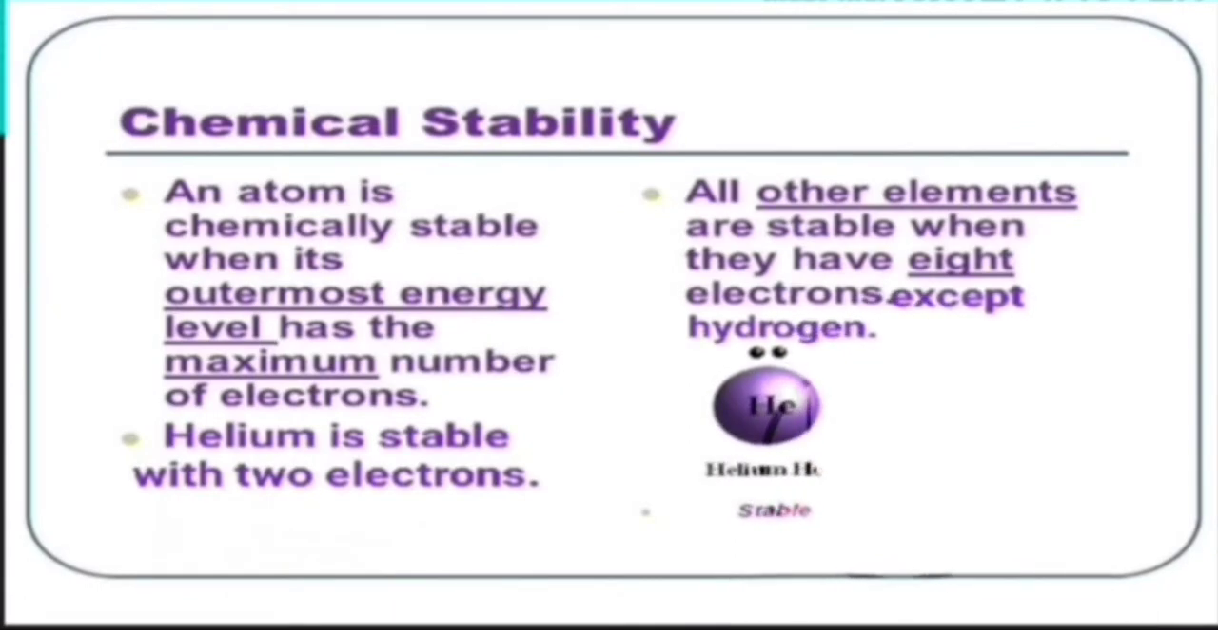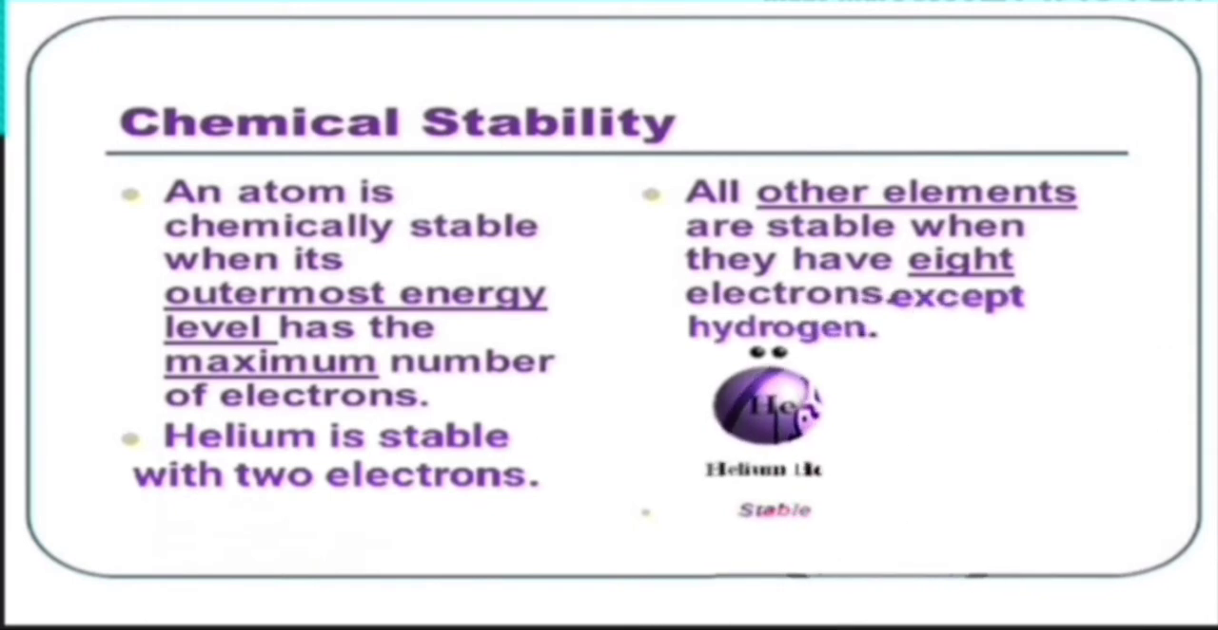Next is chemical stability. An atom is chemically stable when its outermost energy level has the maximum number of electrons. The stability depends on whether its outermost shell is filled with electrons or not. If the valence shell is filled, then only the atom will be stable. For example, in the helium structure you can see it has only the K shell, and as the K shell can accommodate a maximum of 2 electrons, helium has that, hence it is a stable atom.